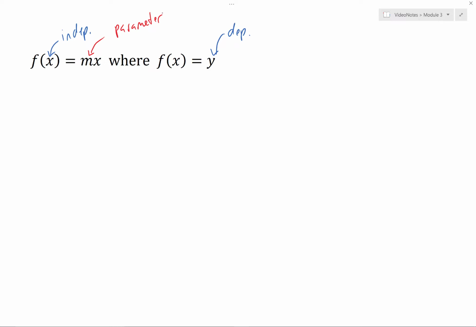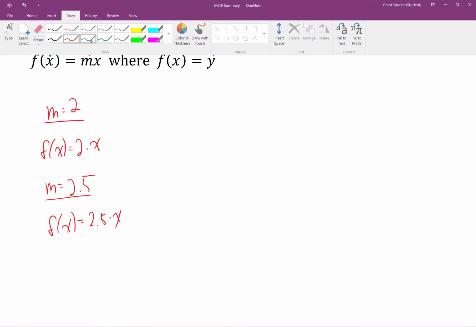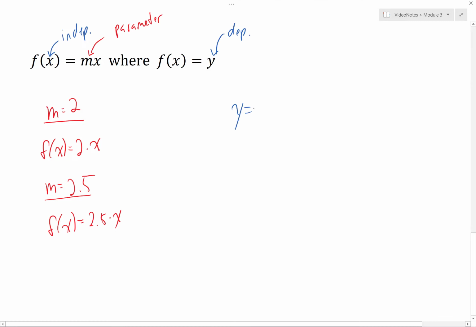Now we can think about m achieving any values, but let's look at a couple specific examples. If m is equal to 2, then f of x will be equal to 2 times x. Similarly, if m is equal to 2.5, we just change our context a little, then f of x will be equal to 2.5 times x. Regardless of the value of m, y is always equal to m times x.